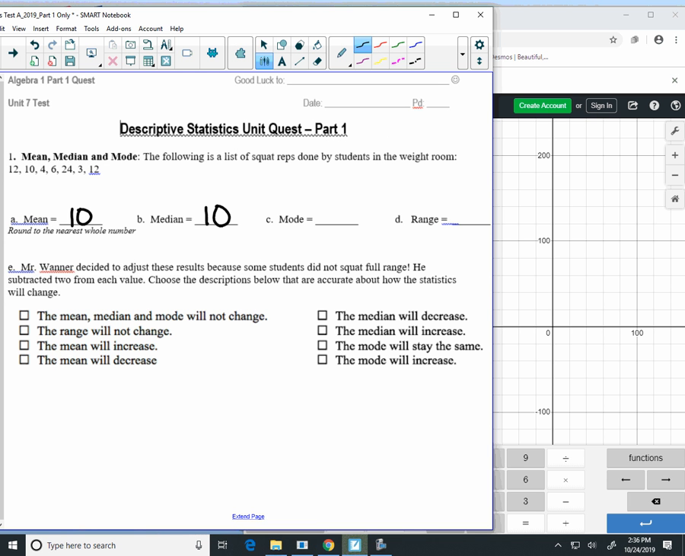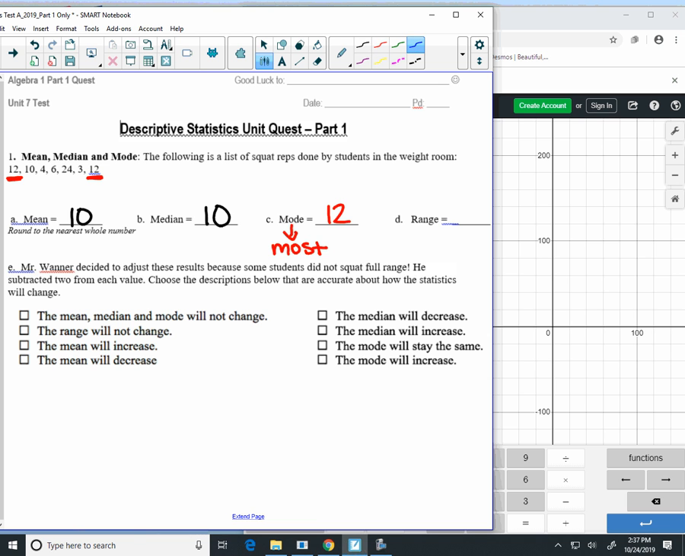And now we have to do a little bit of work on our own. The mode is the value that's happening the most. Here we have 12 that happens twice. And none of the other values happen more than once. So again, mode is most. And 12 is our mode here.